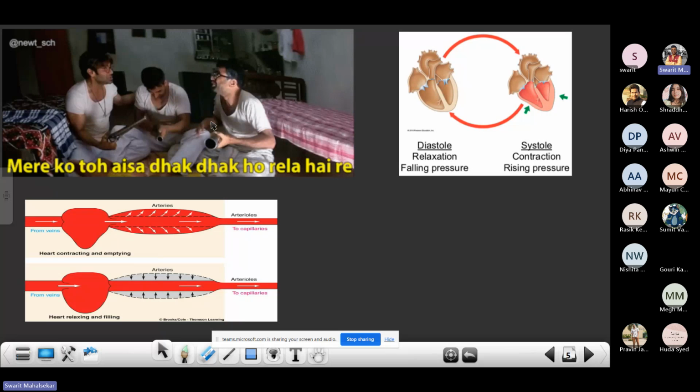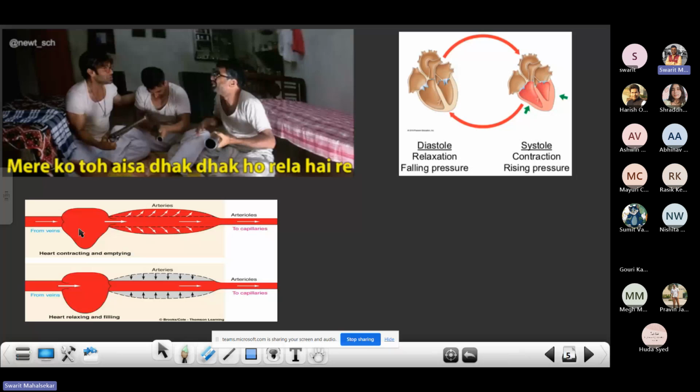So what this guy, Babu Rao, was telling Sham and Raju was this: relaxation and contraction of the heart, contraction and relaxation of the heart. So we'll try to understand this process. You see, this is my heart. When this heart is contracting, just focus on this word, contracting. So when my heart contracts, it pumps the blood into the arteries.